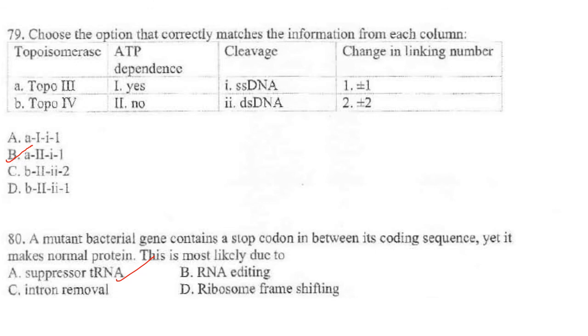Then a mutant bacterial gene contains a stop codon in between its coding sequence. Yet it makes normal protein. This is most likely due to suppressor tRNA. So a suppressor tRNA is a tRNA with a mutation in the anticodon that allows it to recognize a stop codon and insert an amino acid in its place. So that's it.